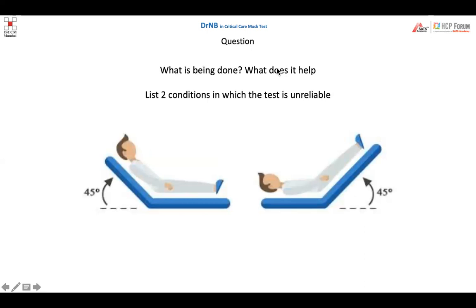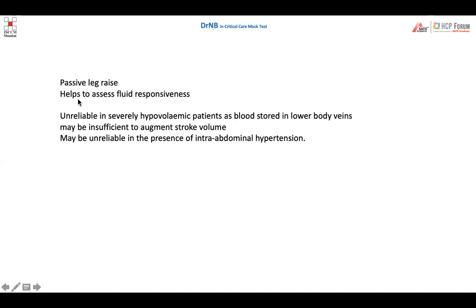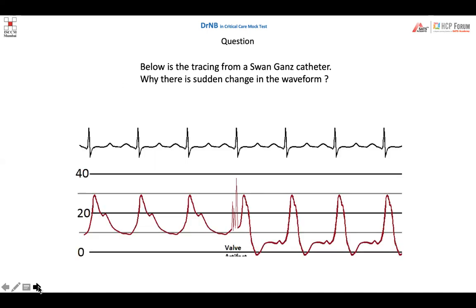What is being done? How does it help? List two conditions in which this test is unreliable. So what we are doing is a passive leg raising test, and it helps to assess the fluid responsiveness. It is unreliable when the patient is severely hypovolemic, as the blood stored in the lower body is already insufficient to augment the stroke volume. Also, it is unreliable in cases of abdominal compartment syndrome and intra-abdominal hypertension.